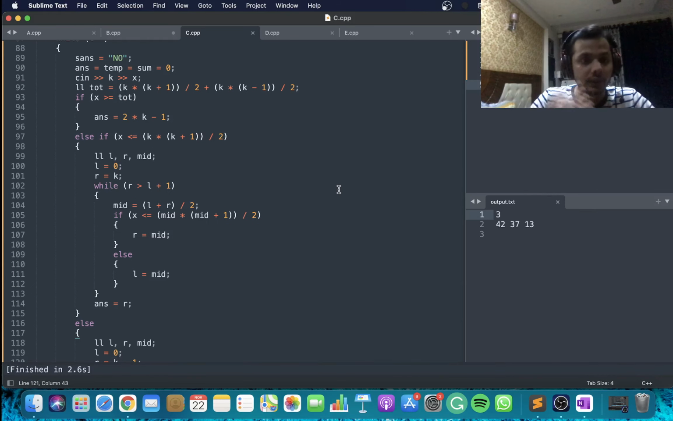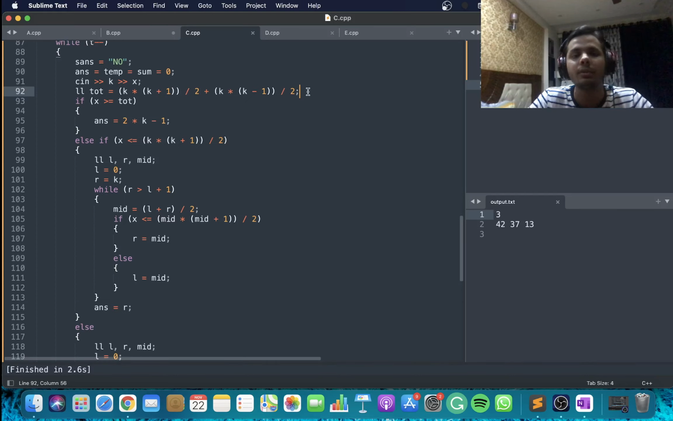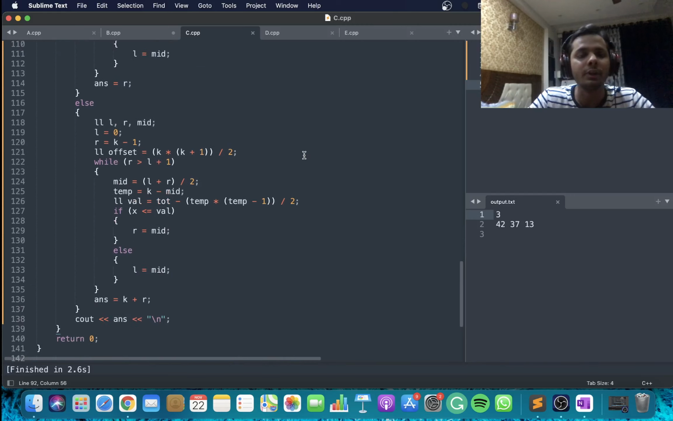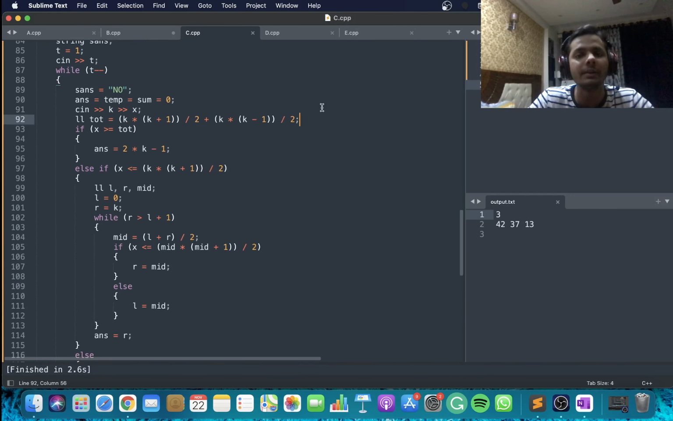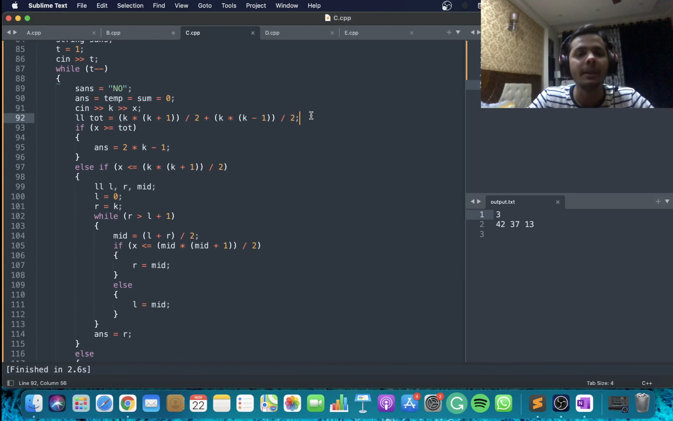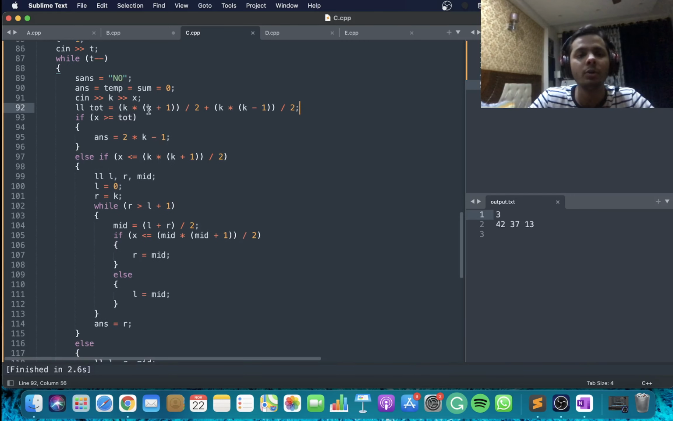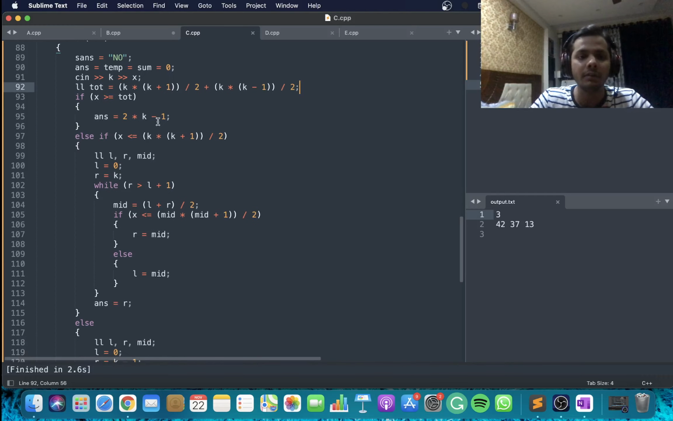Okay, so this is what I'm doing. I have made this problem overcomplicated by doing two separate binary searches, but they could have been condensed into one binary search. But anyway, the total is k into k plus 1 upon 2 plus k into k minus 1 upon 2. First of all, if x is greater than total, then the answer simply will be 2k minus 1.